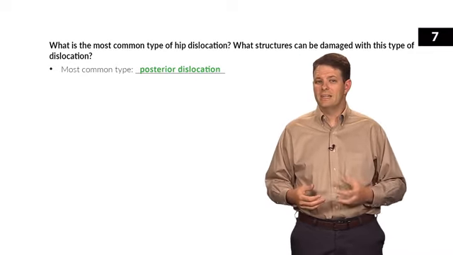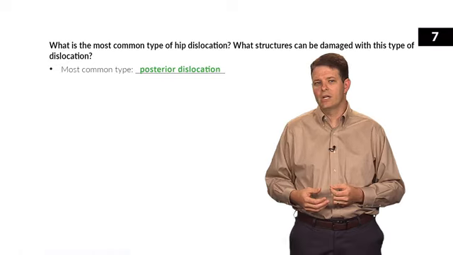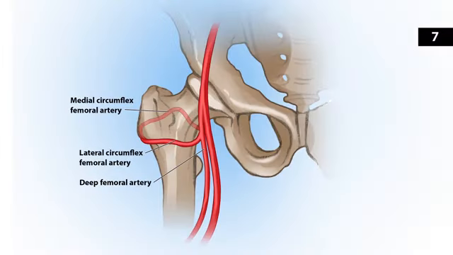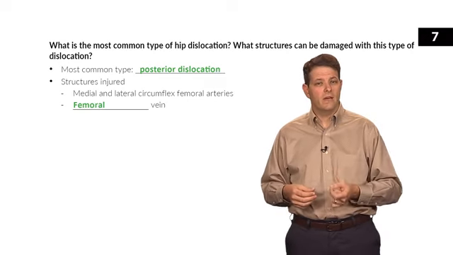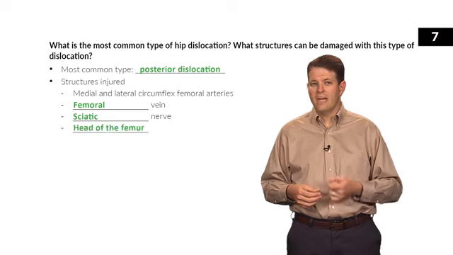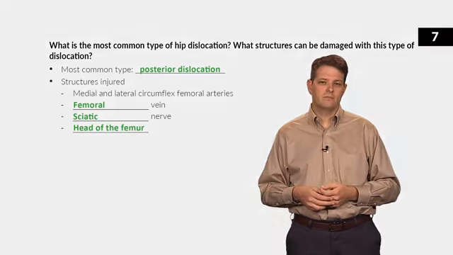And then the structures that could be damaged with a posterior hip dislocation include the medial and lateral circumflex femoral arteries, both of which branch off the deep femoral artery, and they form a ring around the upper part of the femur, just below the greater trochanter. This ring supplies blood to the femoral neck, and you can imagine that if the hip is dislocated, it might tug on that arterial ring and cause a vascular injury. Posterior hip dislocations can also injure the femoral vein and the sciatic nerve and the head of the femur itself.